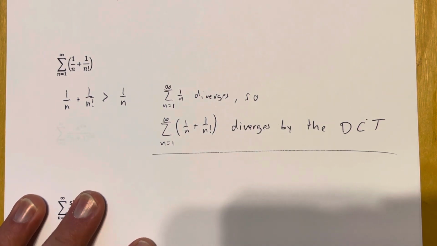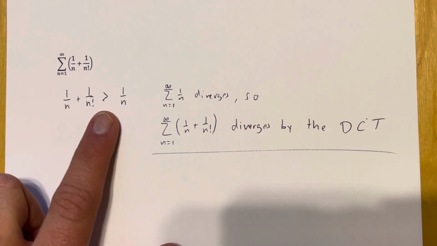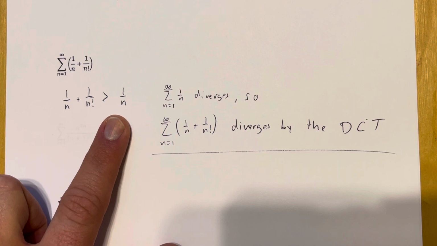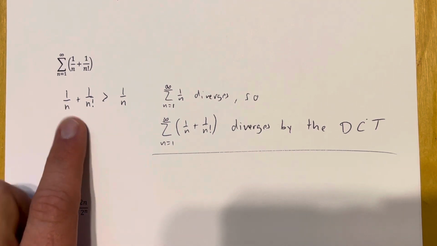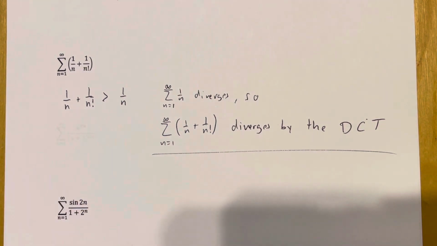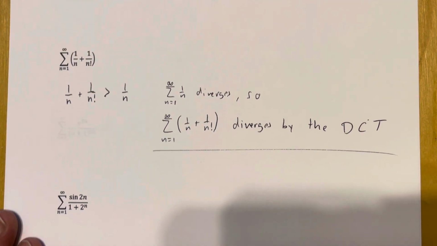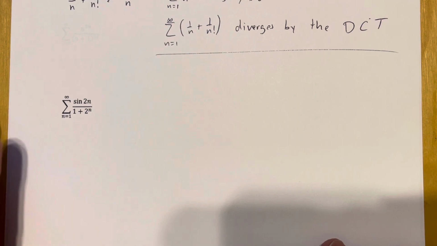Okay? And really all I needed to do was show that this inequality holds for all values of n. This will always be greater than this. And if this diverges and all of these terms are bigger, then of course this one has to diverge also. It's pretty good. Let's take a look at another one.